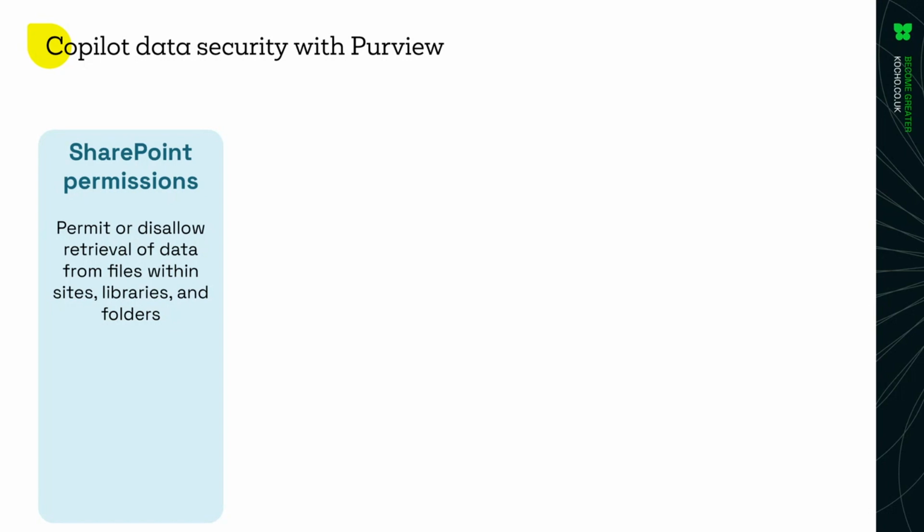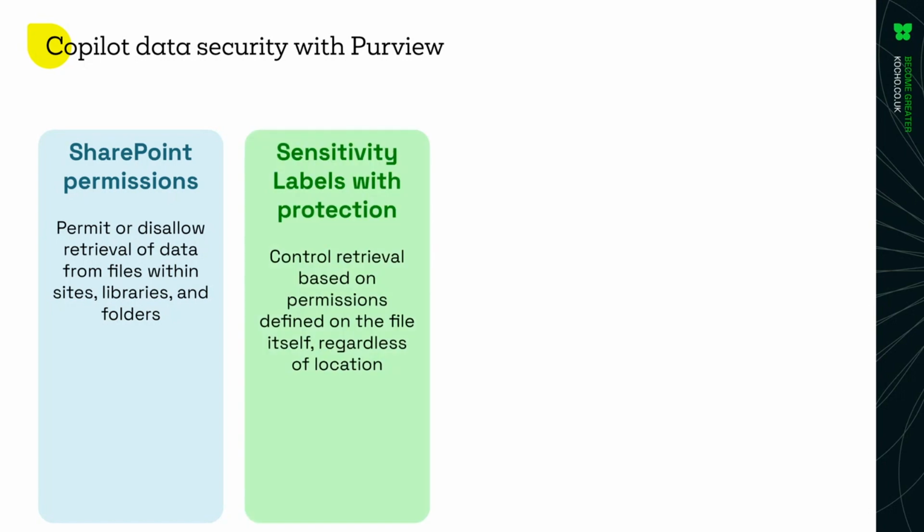But we can go a bit further with this, because the problem with SharePoint permissions is they are stuck with a particular site or a particular library or a particular folder. They don't stick with the file. If someone happens to move it somewhere else into a location that is more readily accessible by others, then Copilot is going to be able to see it and surface it again. So that's where you should then start looking at other protection.